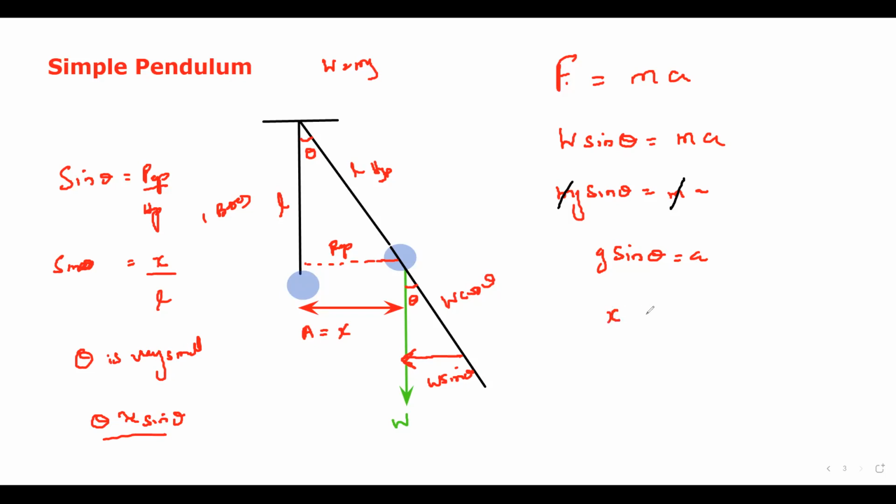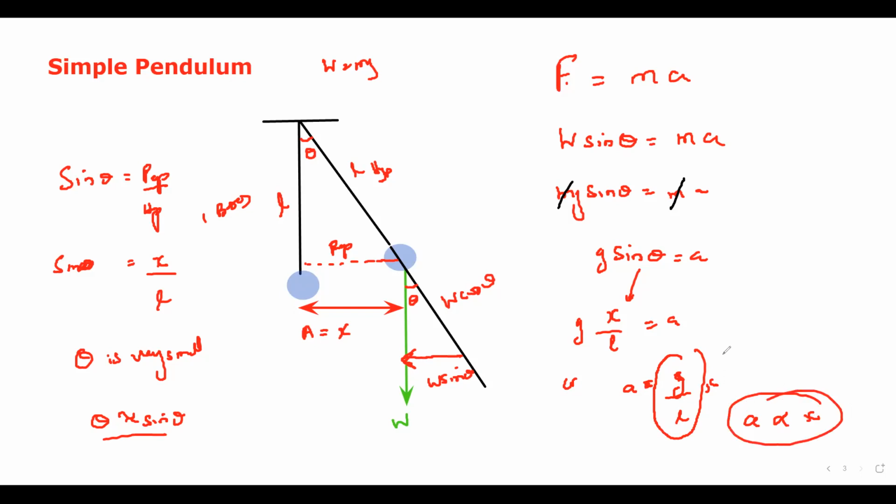So in place of sine theta, I can write x divided by L, and this is g and here a. Or if I rearrange, I can say a is equal to g divided by L into x. What is g? g is a gravity constant and L is a length that is also constant. So it means acceleration is directly proportional to displacement. So a motion in which the acceleration and displacement are directly proportional to each other, what we call that as simple harmonic motion.